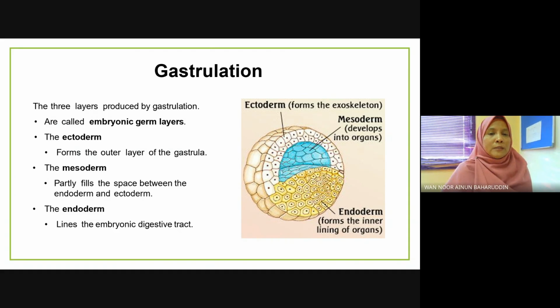From ectoderm, it can form the exoskeleton. The middle layer, mesoderm, can develop into organs. And the endoderm can form the inner lining of organs. The organs do have a lining, right? So the endoderm itself can form the inner lining. Ectoderm forms the outer layer of the gastrula. Mesoderm will fill the space between the endoderm and ectoderm. The endoderm will line the embryonic digestive tract.